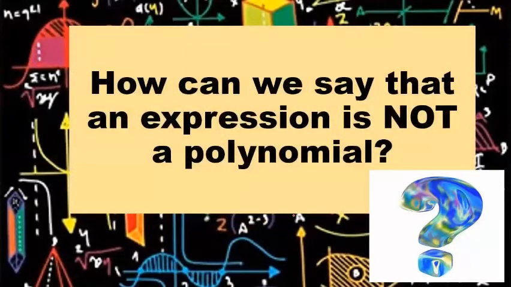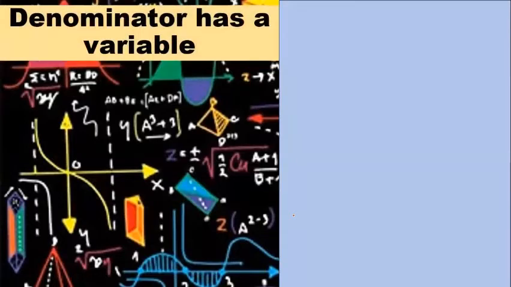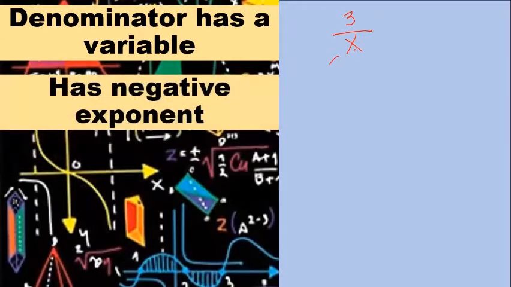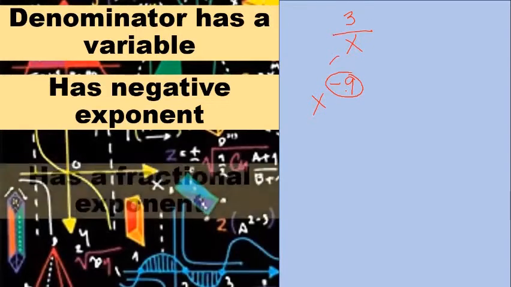How can we say that an expression is not a polynomial? It is not a polynomial if the denominator has a variable. Say for example, we have 3 all over x. So x is a variable and it is in the denominator, therefore 3 over x is not a polynomial. Another one, if it has a negative exponent. Say for example, we have x raised to -9. So the exponent is negative, therefore x raised to -9 is not a polynomial.